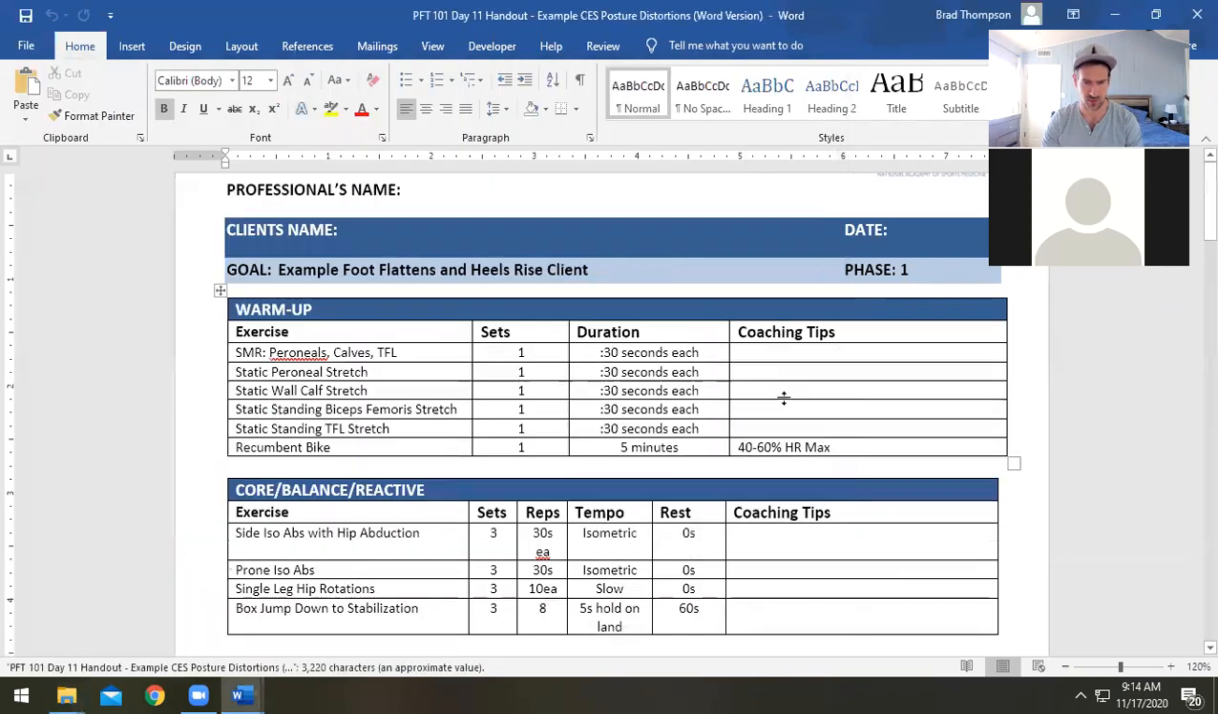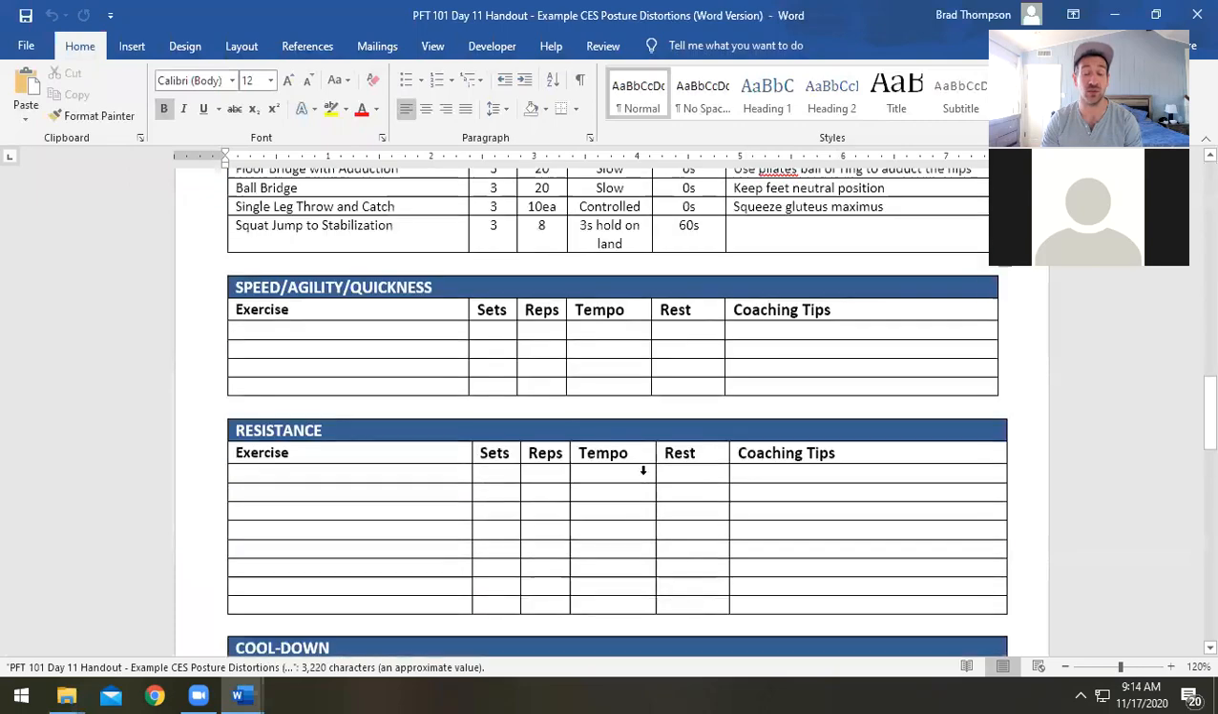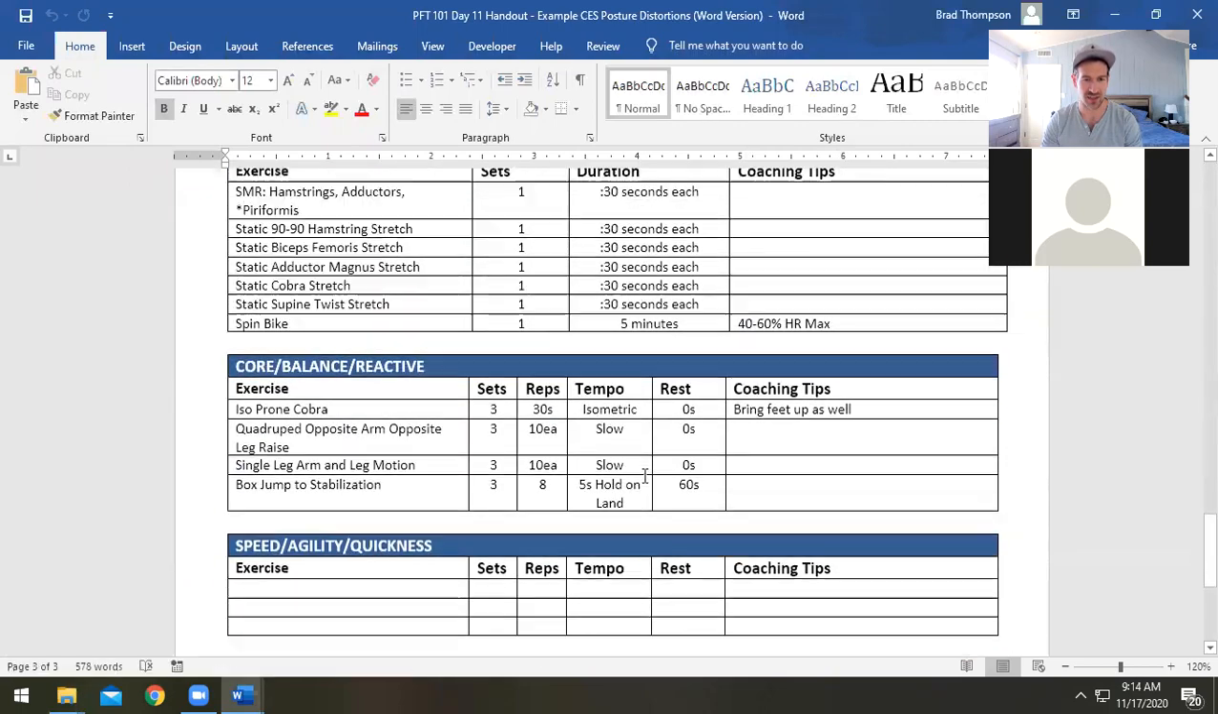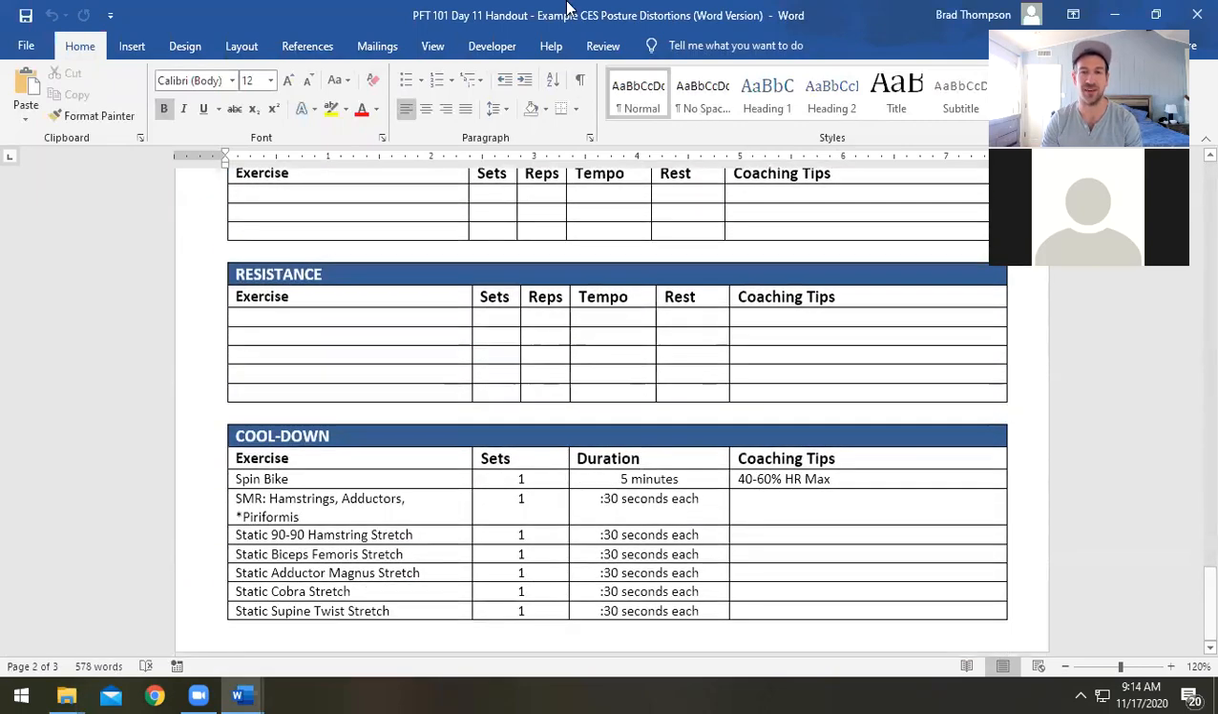Hold on just one second, I want to see what this is. Oh, foot flattens and hammerheads, I forgot I did that one. And knees cave out, and then low back rounding. I forgot I even did those.